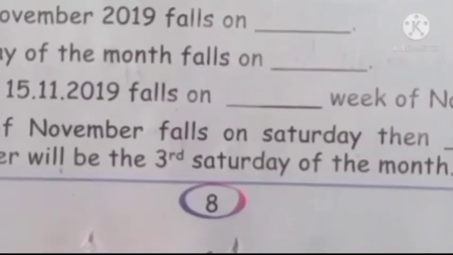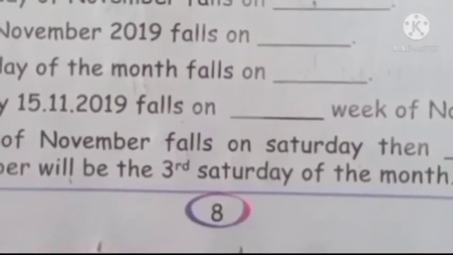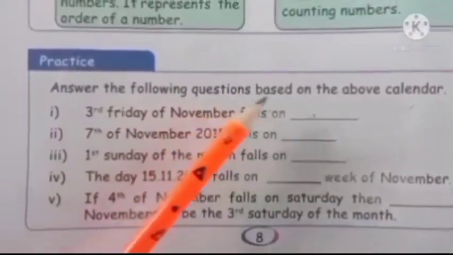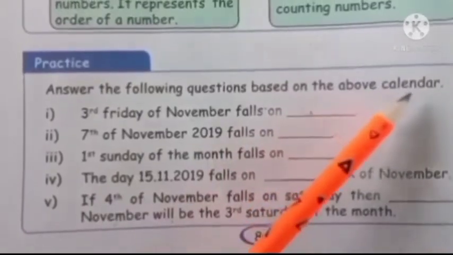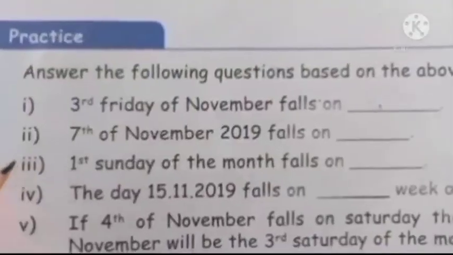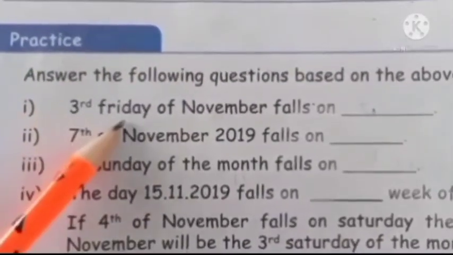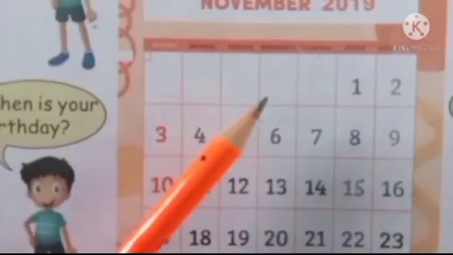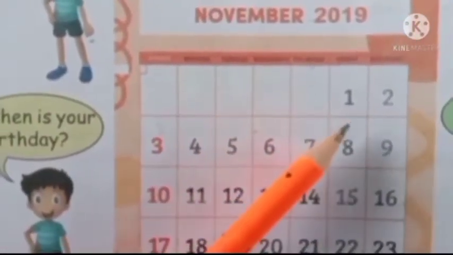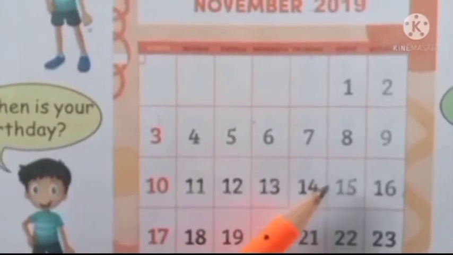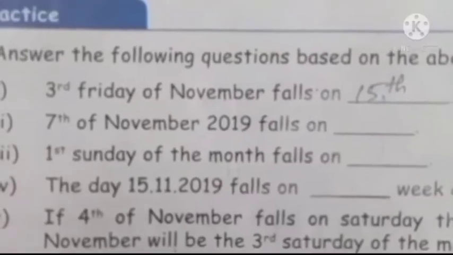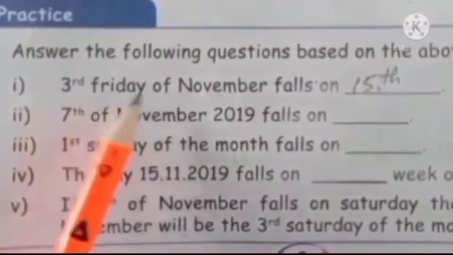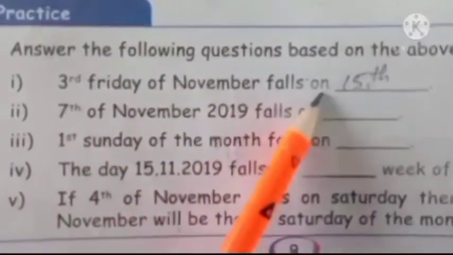Children, let us turn to page number 8. Practice. Answer the following questions based on the above calendar. First one, 3rd Friday of November falls on dash. Children, here 3rd Friday of November falls on 15th. The answer is 3rd Friday of November falls on 15th.